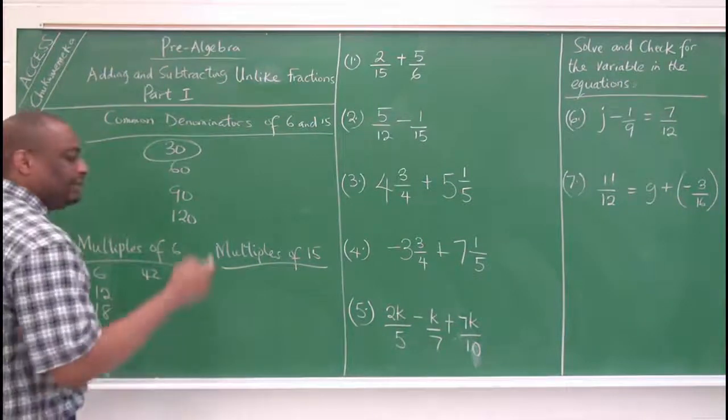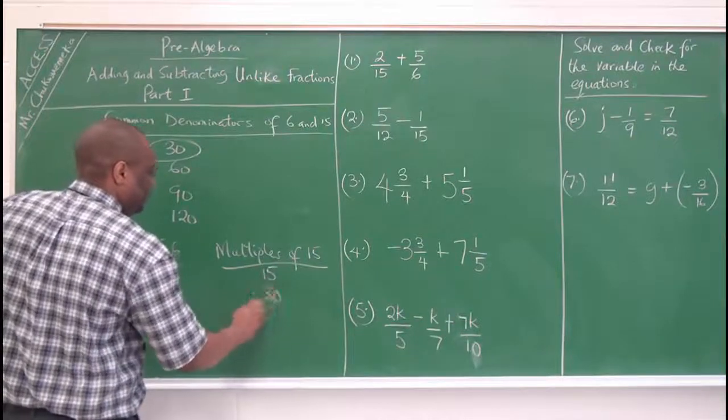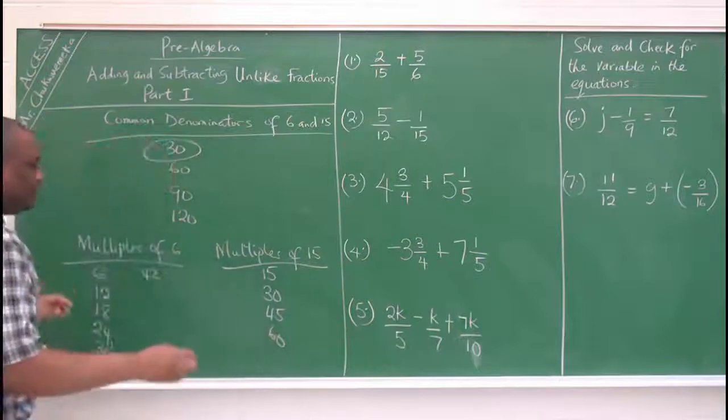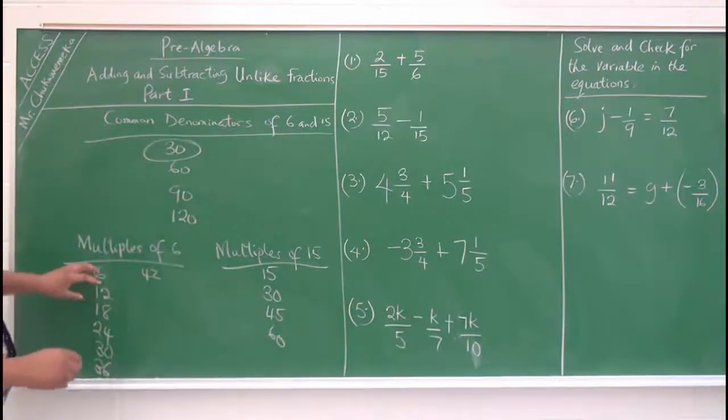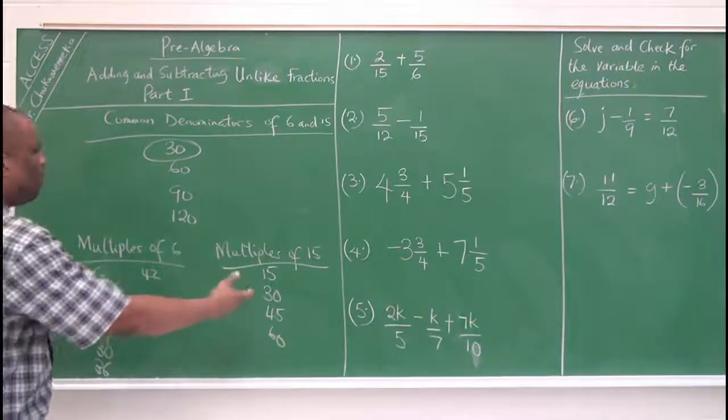Now, multiples of 15. 15 times 1, you have 15. 15 times 2, you have 30. 15 times 3, you have 45. 15 times 4, you have 60. So, you look now, what is the least common multiple? Now, what are the common multiples?